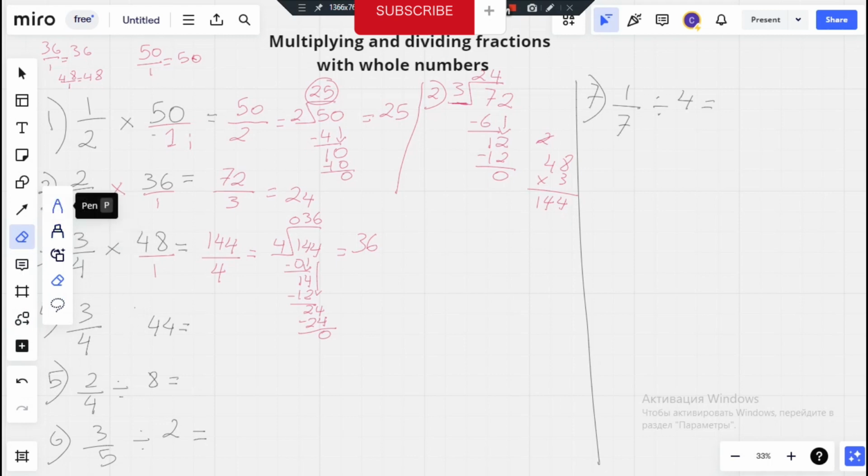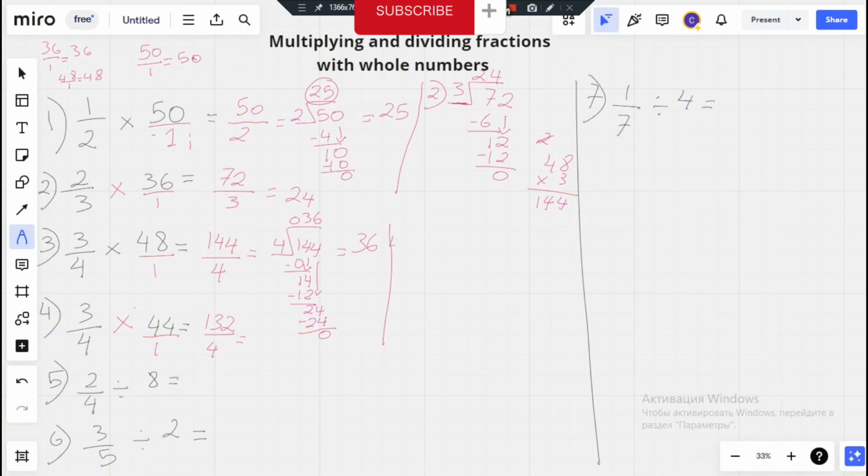Okay, so 3 over 4 of 44, as we said before, is the same as 3 over 4 times 44. So how do we turn 44 into a fraction? We do 44 over 1. Now it's a fraction. Now what is 3 times 44? It equals 132. 4 times 1 is 4.